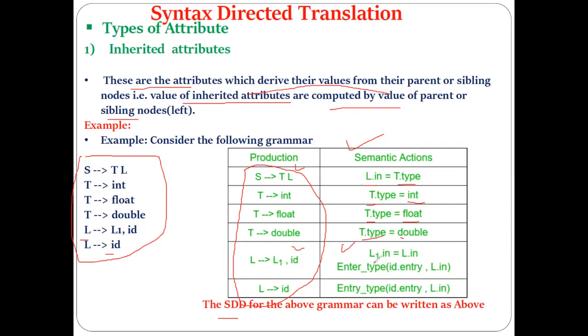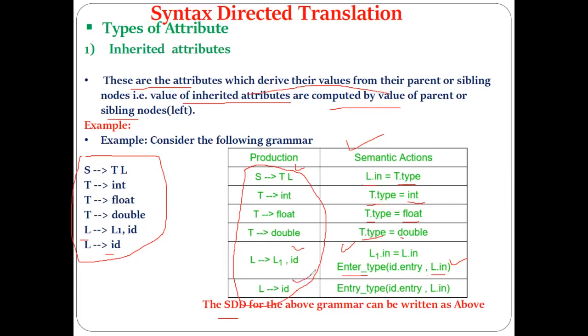Understand this semantic action. The semantic action is what? L1.in equal to L.in, and enter type ID.entry comma L.in. Now what is the meaning of this particular semantic action? The meaning is: enter the identifier into the symbol table. Whatever the identifier will be there, make its entry into the symbol table.